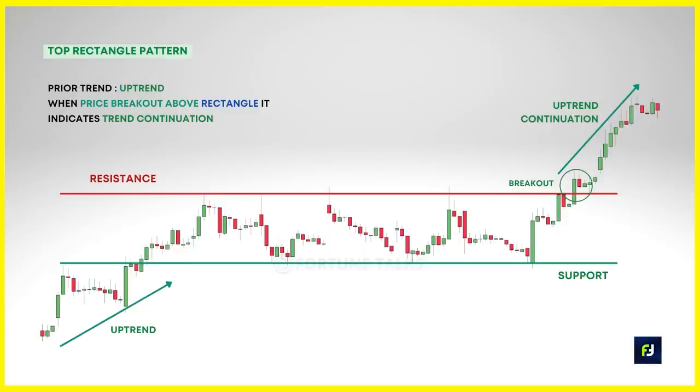As I have mentioned, the top rectangle is seen during an uptrend. You would need to notice a breakout through the upper level of the pattern. Now this will confirm that the bullish move is coming back, and traders can look to enter long positions when the pattern forms a break above the resistance level to continue with the bullish trend.